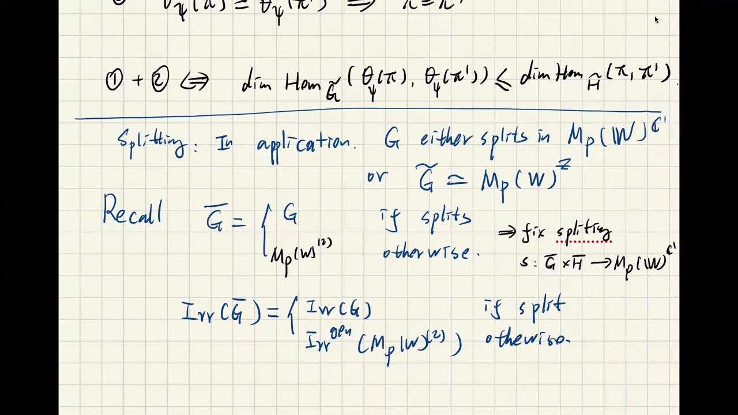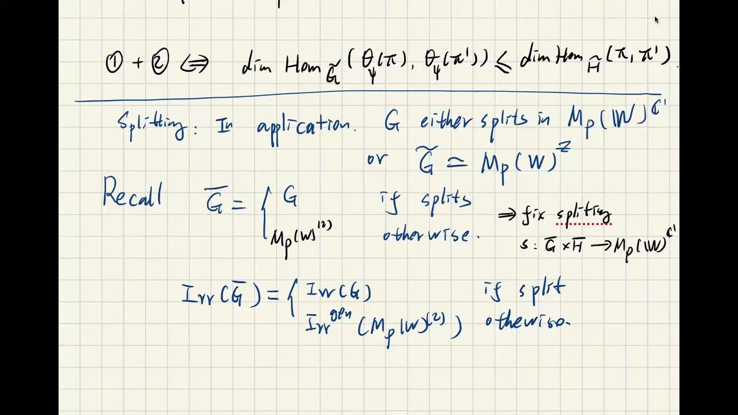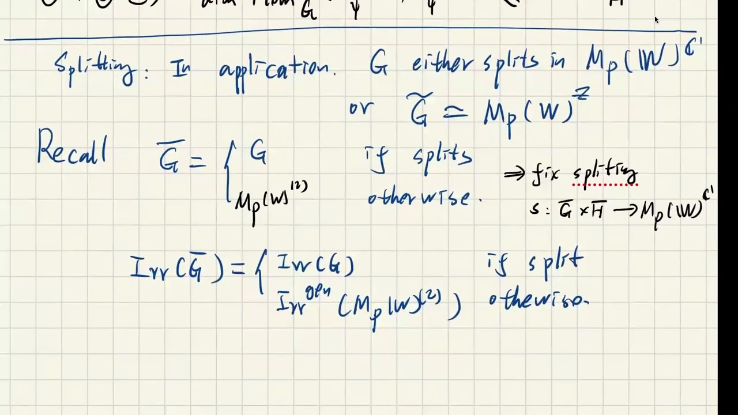So anyway, the splitting will actually give you G bar cross H bar. You define H bar in a similar way, with the metaplectic group. And so you can consider irreducible representations of G bar. This is either just an irreducible representation of G, or a genuine representation of the metaplectic 2-cover, which means the center acts by plus or minus 1.